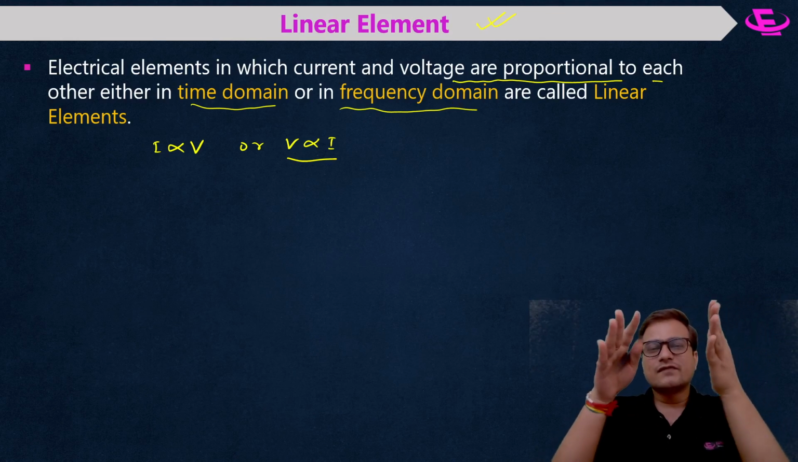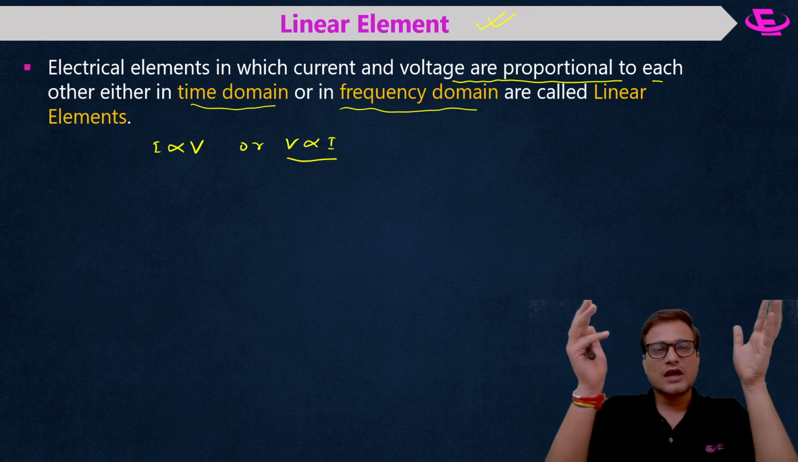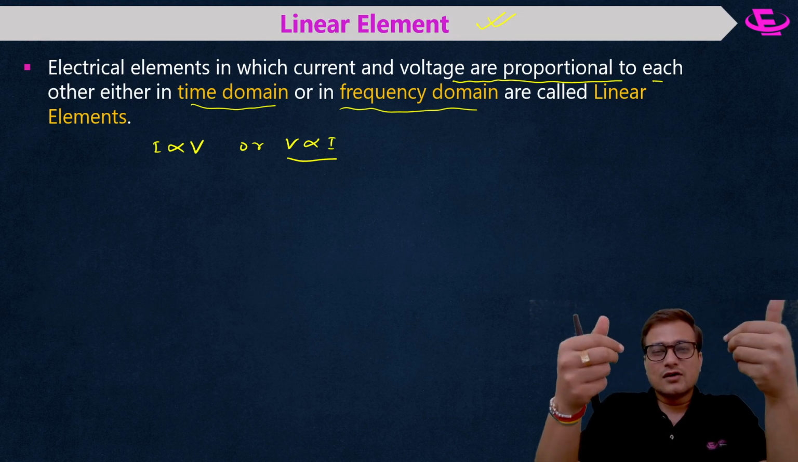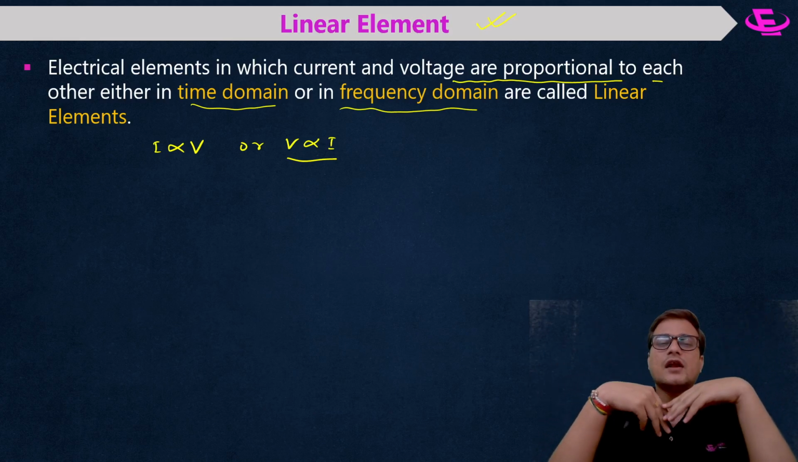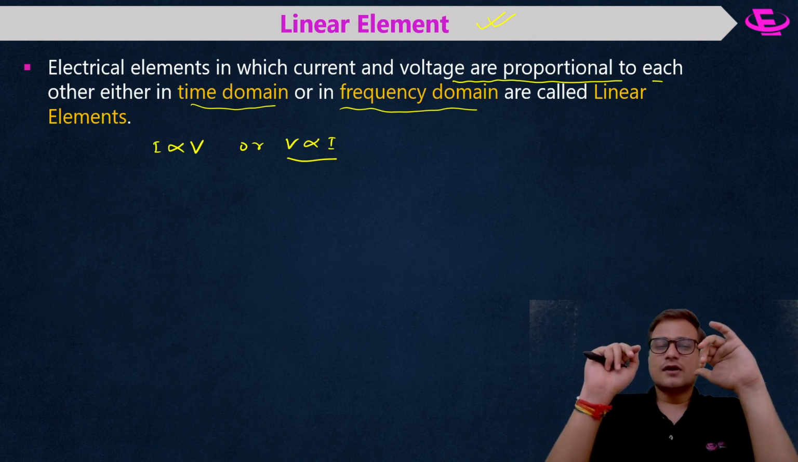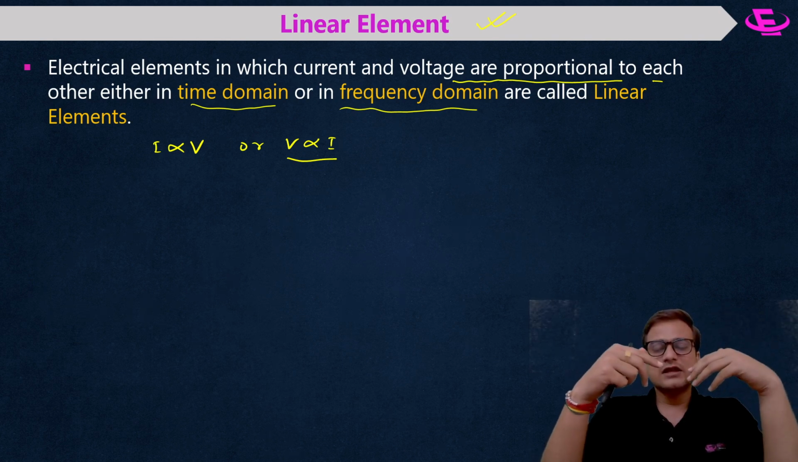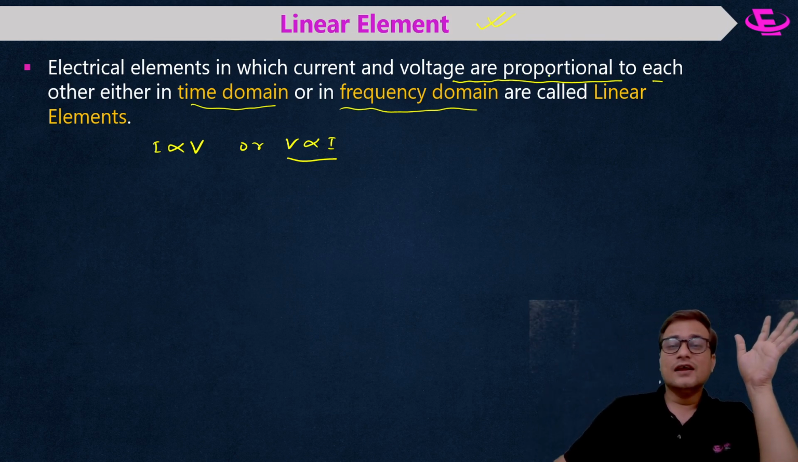Time domain means if current is changing with respect to time. If we are observing the currents with respect to time, that is called time domain. Now if you go to the AC part, you will see that there is frequency. So if current and voltages are being observed in terms of frequency, then that domain is called frequency domain. So right now I am telling you the definition, whether it is time domain or frequency domain. If current and voltage are proportional in either one of the domains or in both the domains, then these elements are called linear elements.